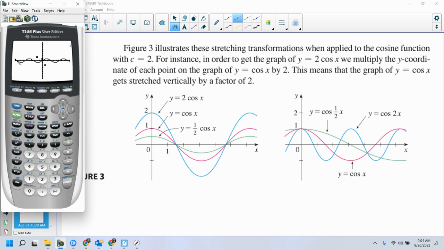But I just think it looks so cool, because look at what it's doing. It keeps vertically stretching it out and out and out as the number gets bigger and bigger and bigger.